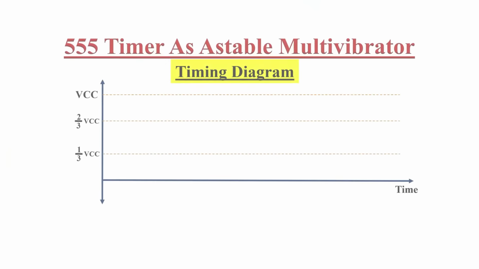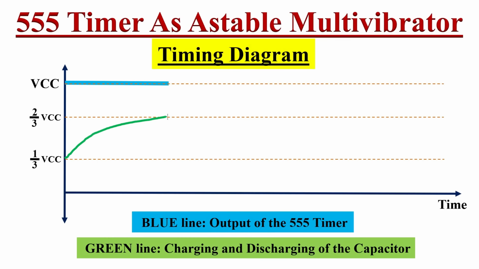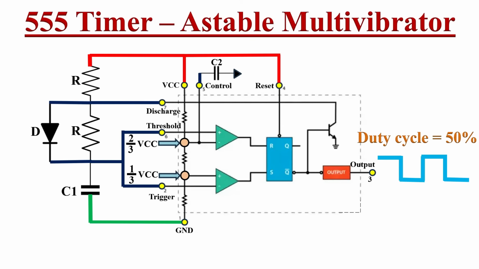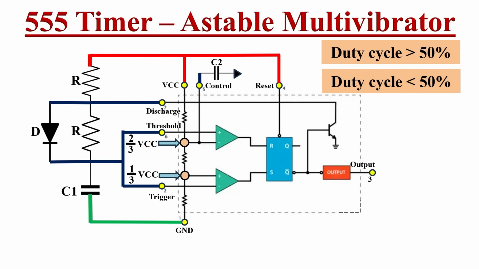If we observe the timing diagram, it will be an exact square wave because the on time and off time of the 555 timer IC are the same. And even by using this circuit, it is possible to achieve either more or less than a 50% duty cycle.